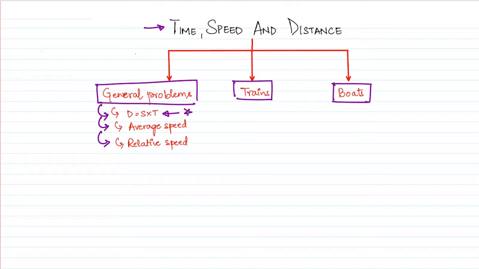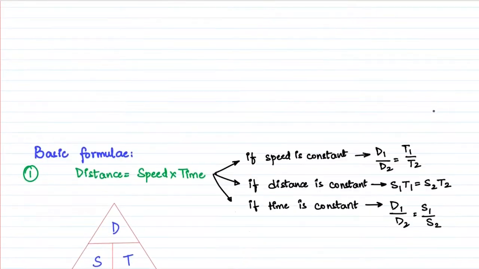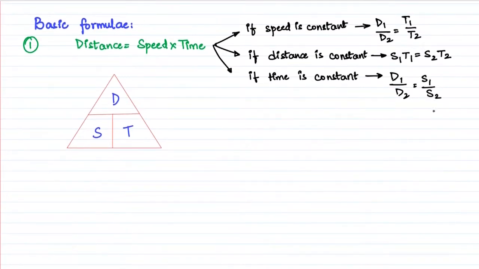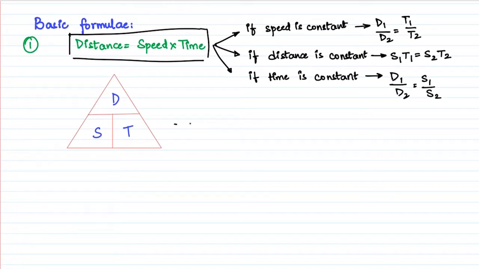So we'll start off with this concept, that is distance is equal to speed into time, the relation between distance, speed and time. So now let us understand the basic formula first. The basic formula, as we all know, the relationship between distance, speed and time, is distance is equal to speed into time. If you cannot remember this formula, you can use this step.